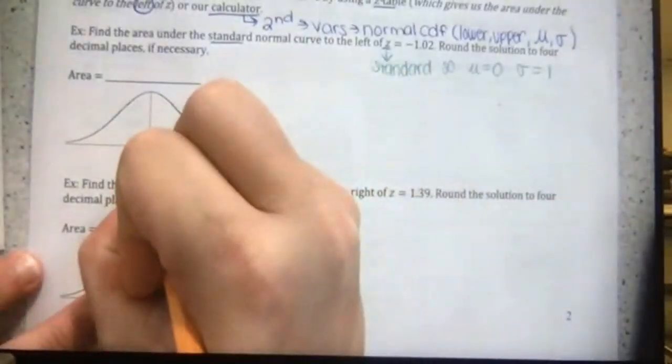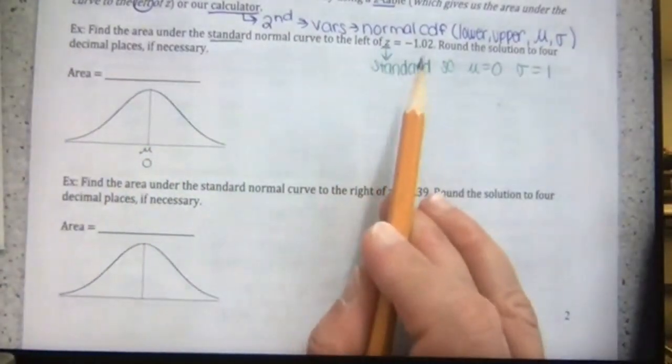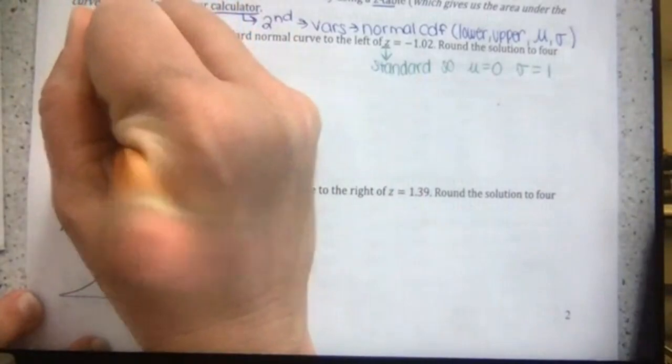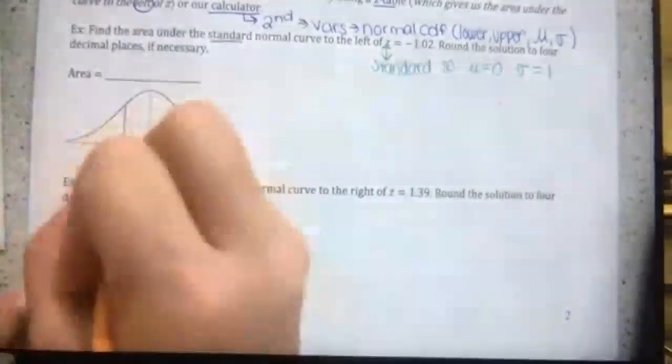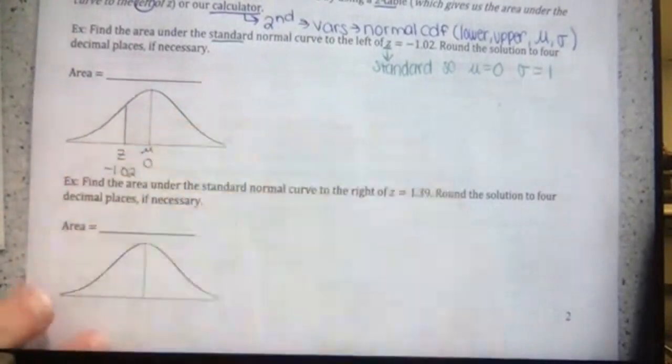All right, so in the middle is our mean, which we know is 0. Our Z value is negative 1.02. Because it's negative, I know it's to the left of 0. So somewhere over here, I don't really care where it's at as long as it's to the left of 0. So here's our Z, which is negative 1.02.